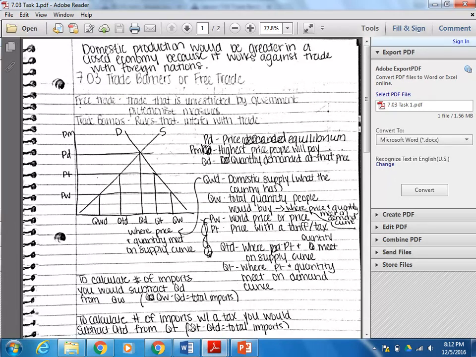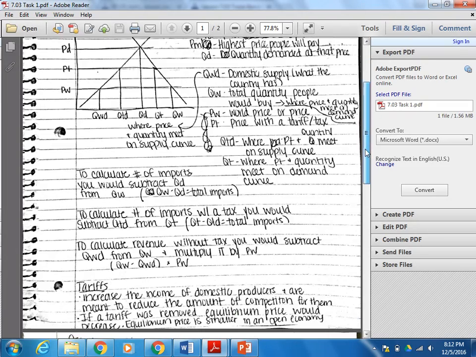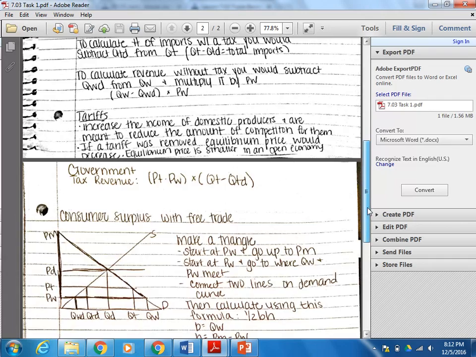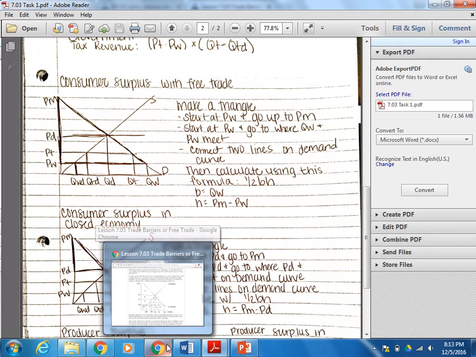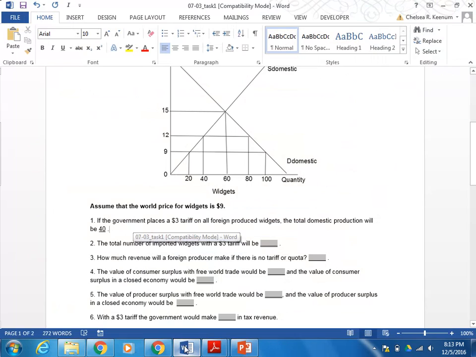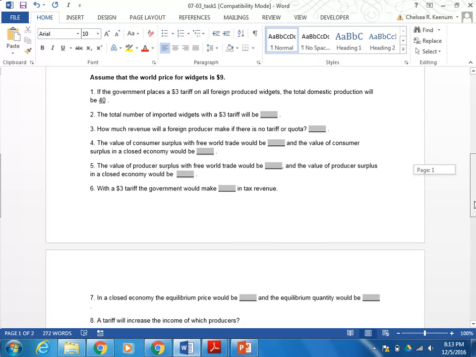Now for producer surplus, your triangle is kind of upside down. In free trade, you start at PW and you go down to the corner. You start at PW and go over to QWD, and so you make this little triangle, and then you do the same thing, except now you don't have to multiply because you start at PW and went down to 0. So our PW is 9, our QWD is 20, so you do 9 times 20 times 1/2.